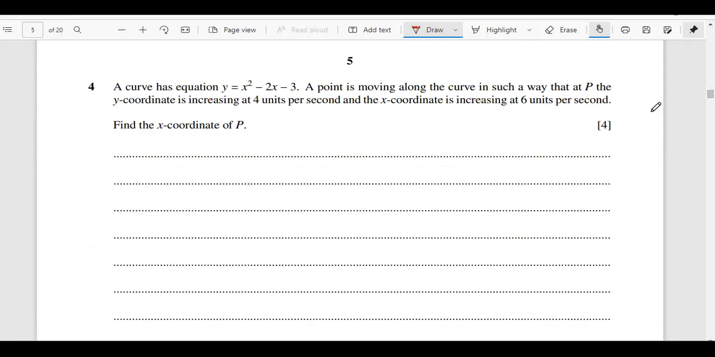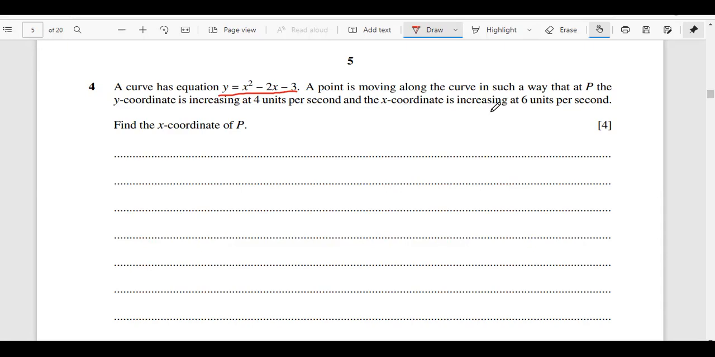Let's talk about the fourth question. This is the last question for today, and this is important. Please pay attention, because I think that it's not that straightforward. I'll read the question. A curve has this equation. A point is moving along the curve in such a way that at P, the y coordinate is increasing at 4 units per second, and the x coordinate is increasing at 6 units per second. Find the x coordinate of P.